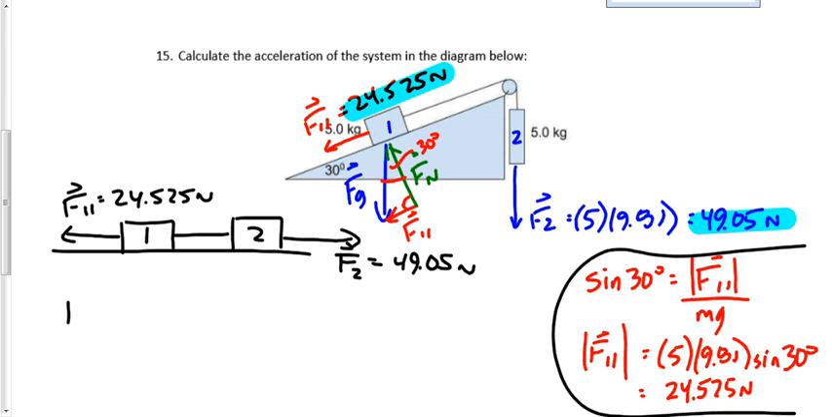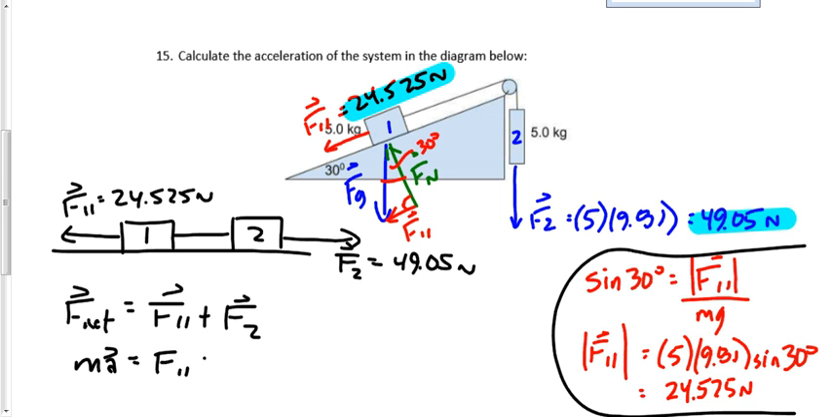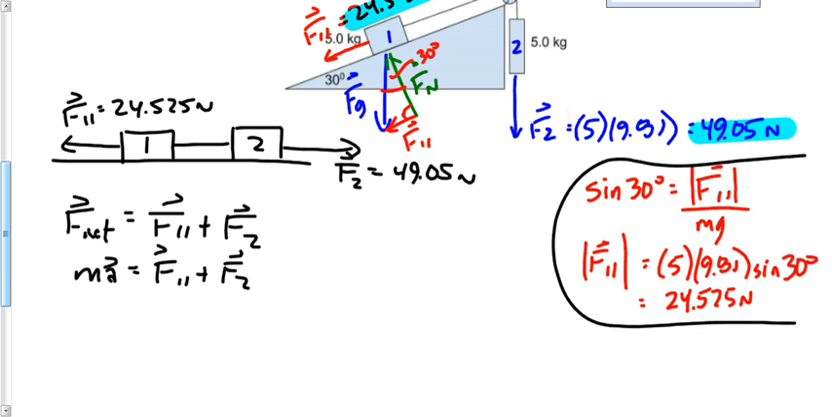But now I'm going to say, same as I always do at this point, F net is equal to the sum of the forces, F parallel plus Fg2, or whatever it is that you called that second force of gravity. M times a is equal to the sum of the forces. What's the mass that I use here? 5, or 10? Use the total mass in these pulley problems, right? 10 times acceleration equals F parallel, negative 24.525, plus 49.05.